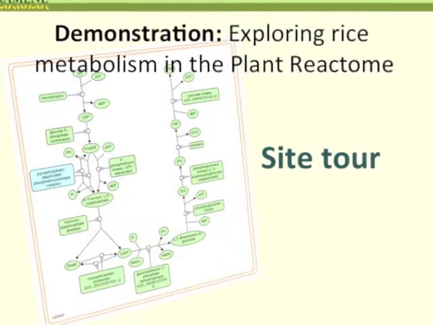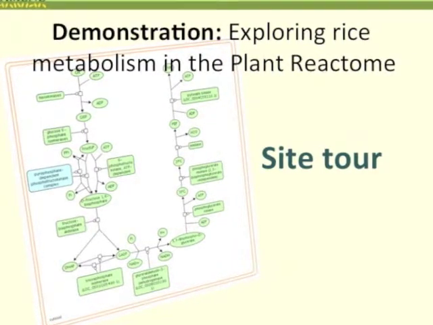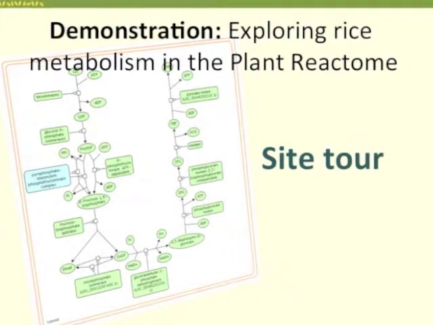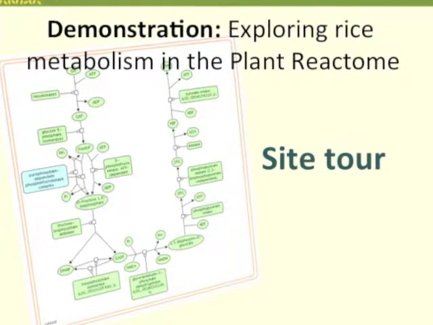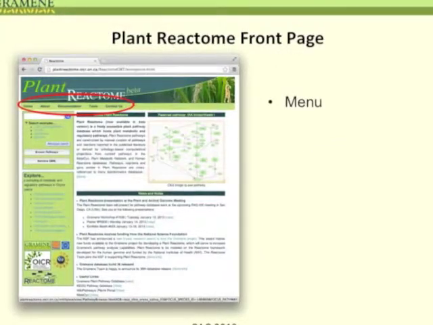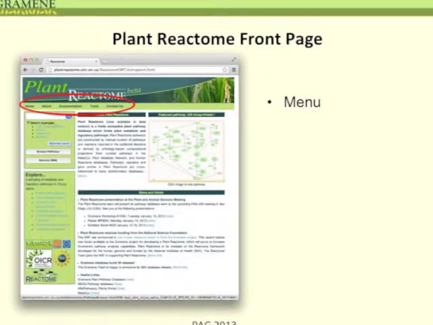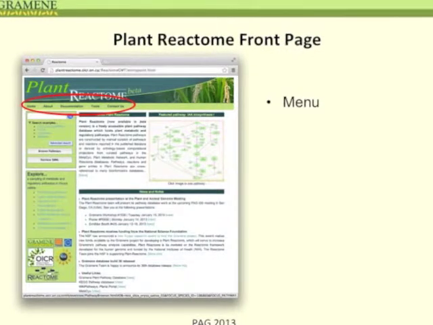Once we had all of this converted rice pathway data, we placed it in a new plant Reactome database and installed a new instance of the Reactome software platform and began the process of customizing that to function for plants specifically. Let's take a look at some examples of metabolic pathways in the plant Reactome as we proceed with a tour of the plant Reactome beta site.